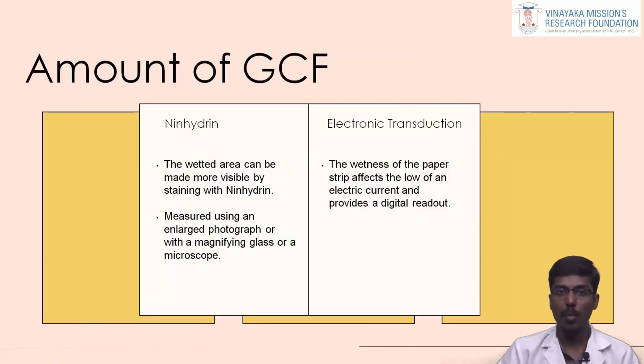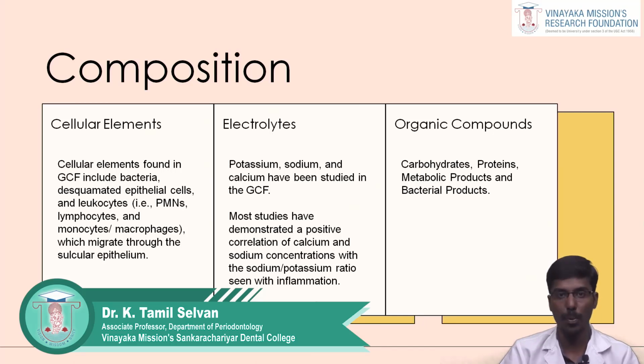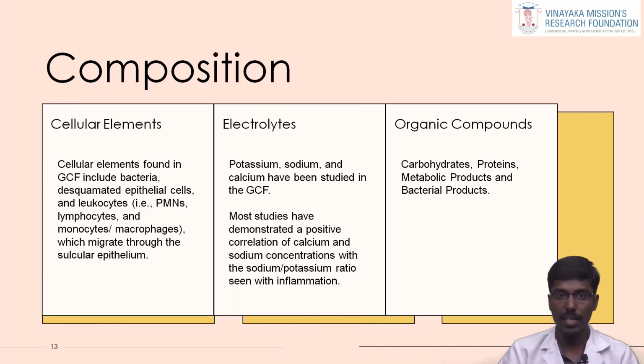Now, coming on to the amount of GCF and how it can be detected. In the paper strip, we are collecting the gingival crevicular fluid. Either we can stain this paper using the ninhydrin stain. After staining, these can be viewed as a larger photograph or under the microscope, or else it can be used to detect via electronic transduction. The wetness of the paper usually will interrupt the electric signals that are passing through, which will give out a digital readout.